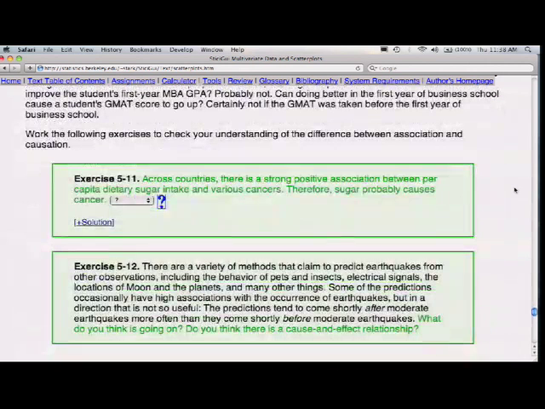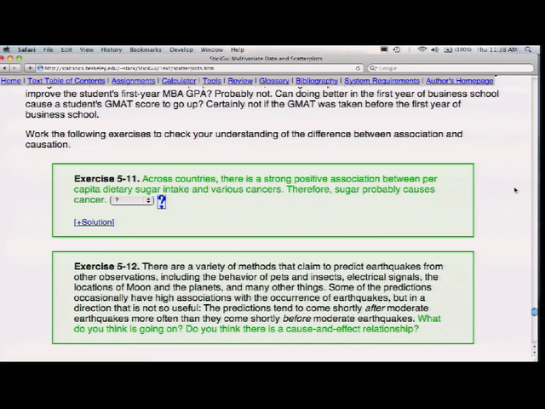Here's another example. Across countries, there's a strong positive association between per capita dietary sugar intake and various forms of cancer. Therefore, sugar probably causes cancer. There's a couple of issues with this argument. One of them has to do with the fact that we're looking at countries rather than individuals, but let's skip that issue. That's an ecological correlation question, which we'll come to in the next chapter. But what about this argument?